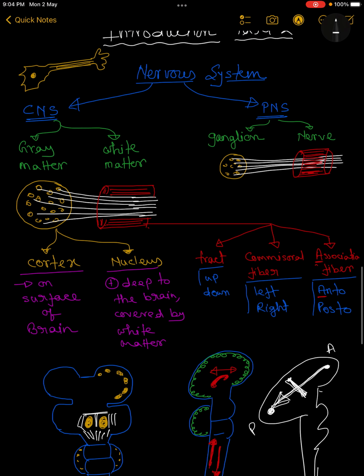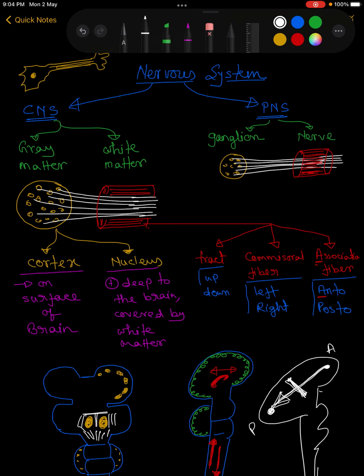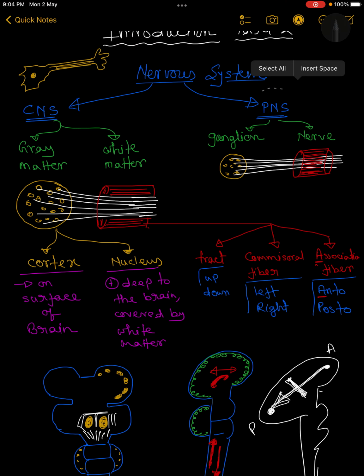Now our last part is the peripheral nervous system. The peripheral nervous system follows the same idea. A collection of cell bodies outside the CNS is known as a ganglion, and a collection of axons outside the CNS is known as a nerve. This is a very simple topic.